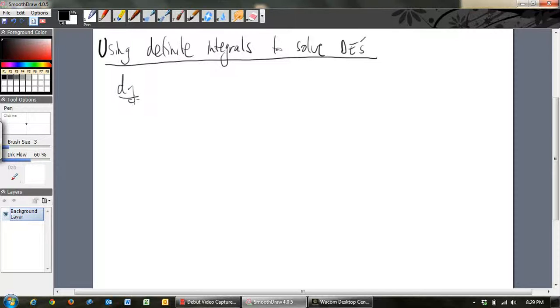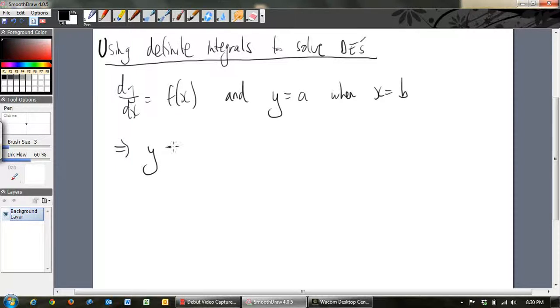What it says is that if you have some DE that looks like this, dy/dx equals f of x, and you're given some point, that y equals a when x equals b. So you're given two points, a and b. I haven't written that very well, but anyway, you've got a DE and the point that you know. Then y will be equal to the integral of f of x dx.